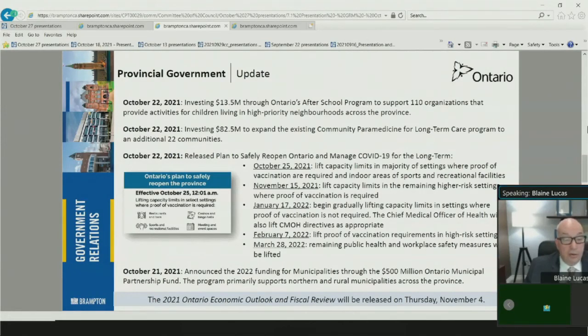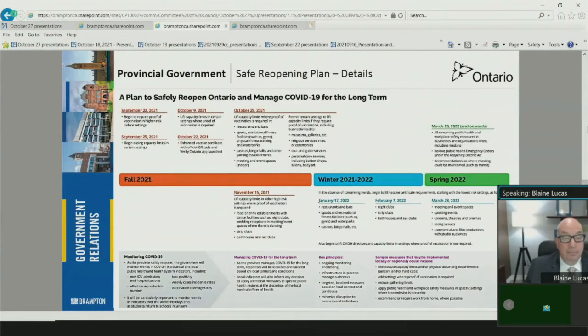So if we can move forward now on to slide number 6. Perfect. So this slide, I know it's fairly busy, but the slide provides additional details and timeline for the provincial reopening plan that's forecasted to the spring of 2022. So last Friday, the province released its plan to safely reopen Ontario and manage COVID-19 for long-term care facilities. As part of the plan, on October 25th, the province lifted capacity limits in the majority of public settings where proof of vaccination is required and indoor areas of sports and recreational facilities.